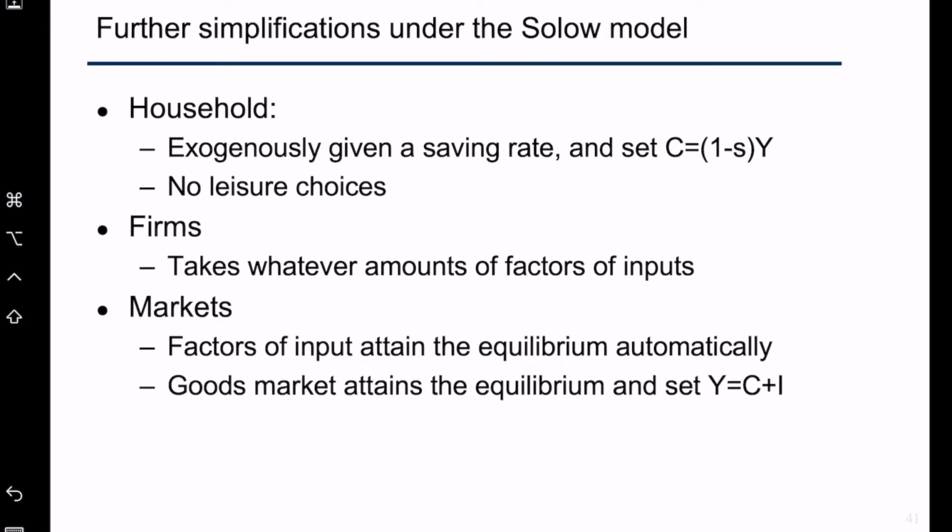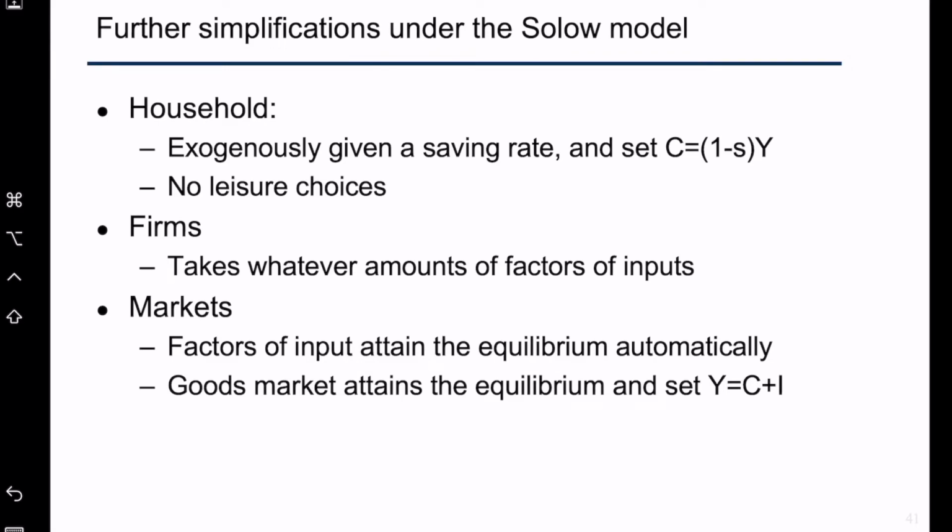We also make simplifications for the markets because the firms do not choose how much labor they want to use for their production, and the households have no leisure choices. Therefore, the factor input labor attains the equilibrium automatically. Same thing for the capital.